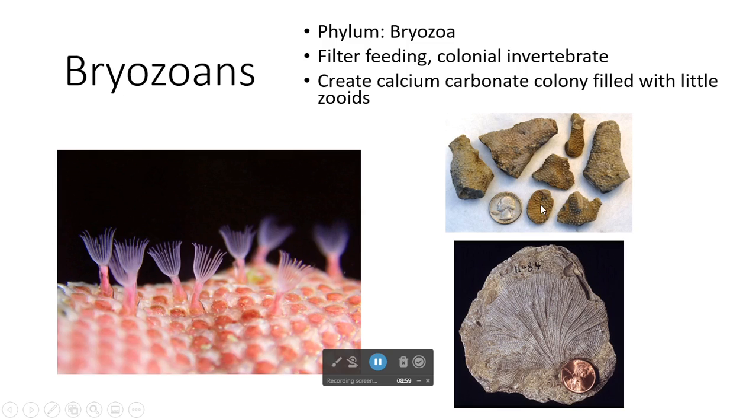So they can form colonies that branch or are slightly massive, as in the top photo. But they can also form these beautiful lacy structures, which is shown in the bottom right with a penny for scale, so you can see how big their structures are.